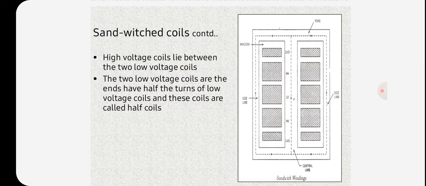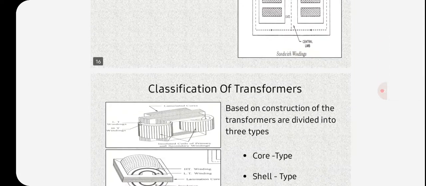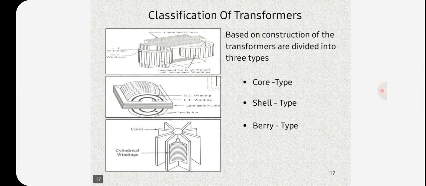High voltage coil lies between the two low voltage coils. The two low voltage coils at the ends have half the turns of the low voltage coils, and these coils are called half coils. These are the cylindrical type and sandwich type windings.